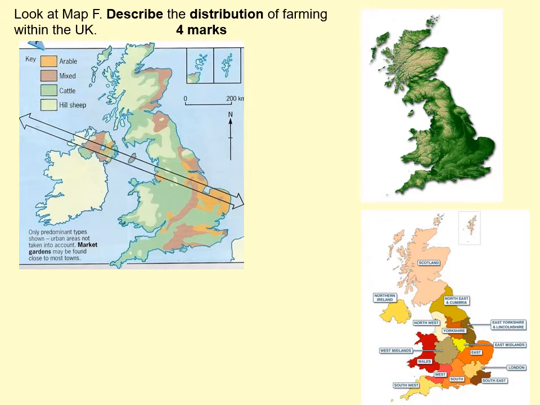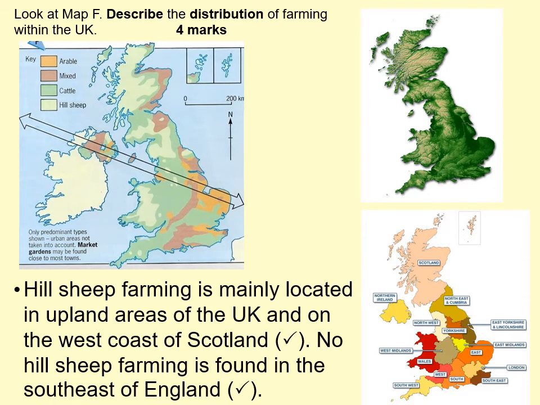So we're now on to our last type of farming, and this is hill sheep farming. So you might have noticed a pattern between where hill sheep farming is and where our upland areas are shown on the top right map. It almost matches up perfectly with our hill sheep farming on map F and our yellow areas on the relief map. So we're going to talk about this here. So we're going to say hill sheep farming is mainly located in upland areas of the UK and on the west coast of Scotland. Excellent, we get a mark.